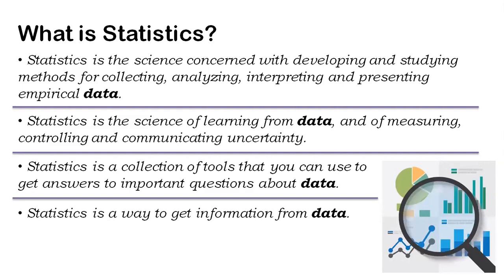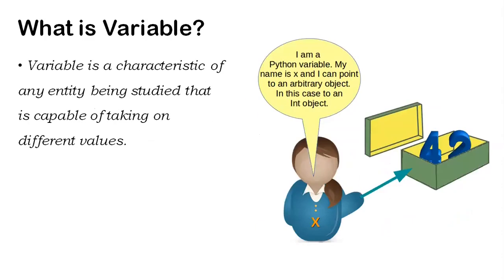In all these definitions, one thing is common, that is data. So let's understand what is data. Before understanding what is data, we need to understand a few terminologies. That is, what is a variable? A variable is a characteristic of an entity being studied that is capable of taking on different values. For example, weight, gender, salary, all are variables.